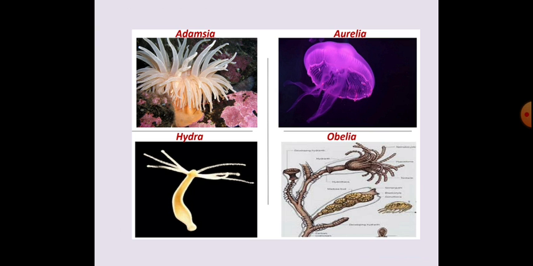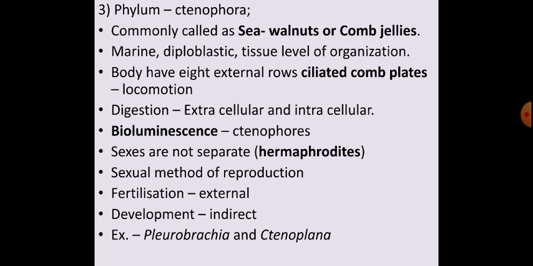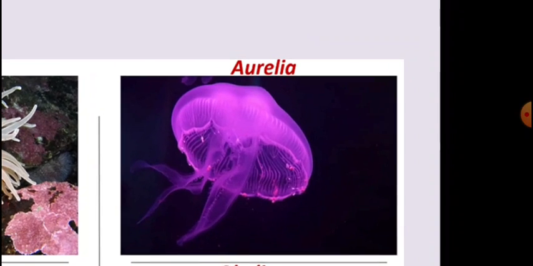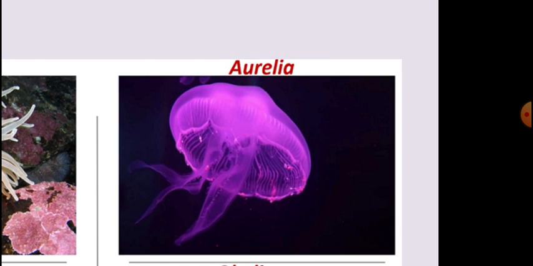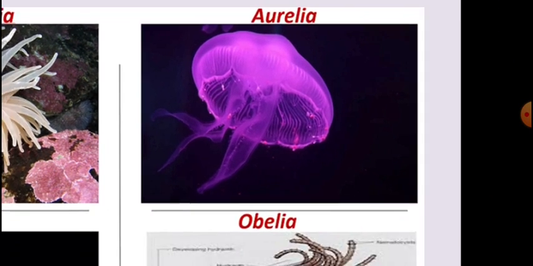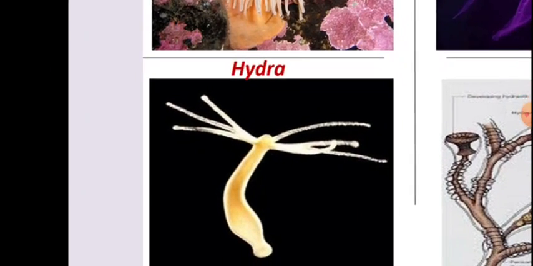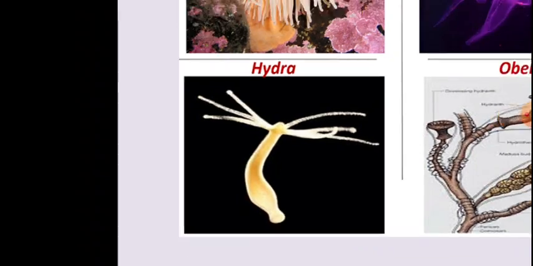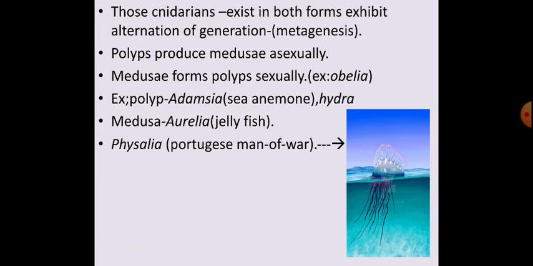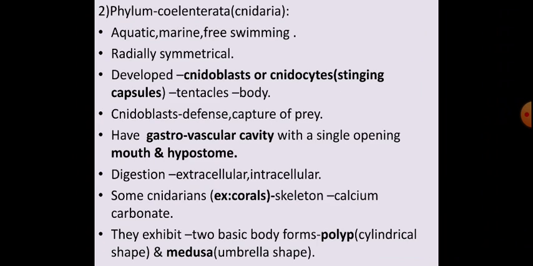Stinging capsules are present on the tentacles of the body. See here, these are called tentacles. In Aurelia, the leg-like structures, you can see tentacles. In an octopus, the arms are called tentacles. In the same way, these organisms also have stinging capsules present on the tentacles of the body.